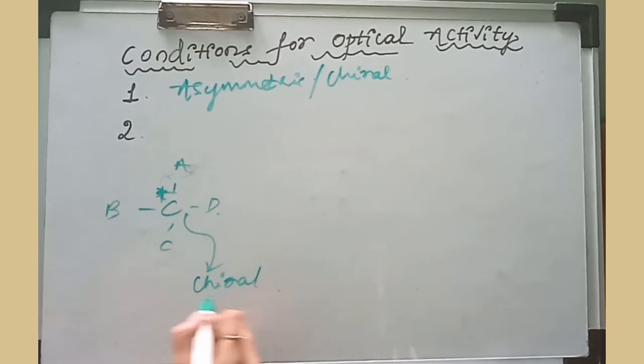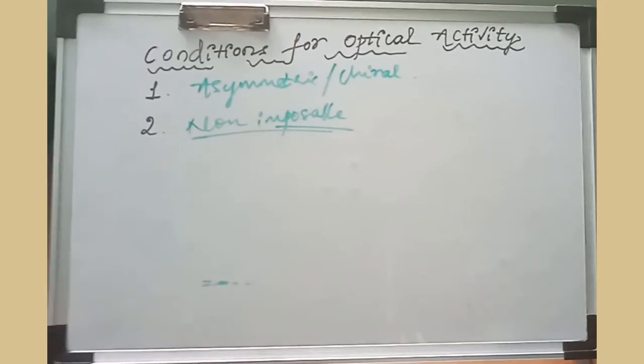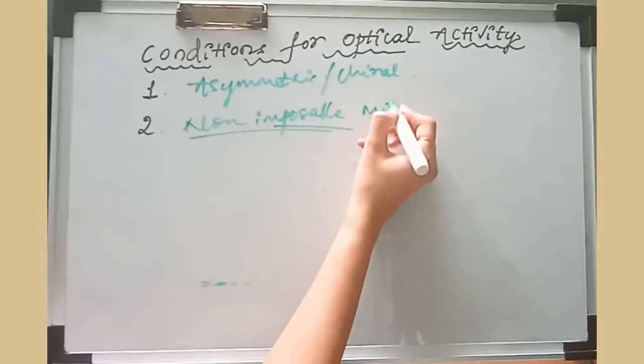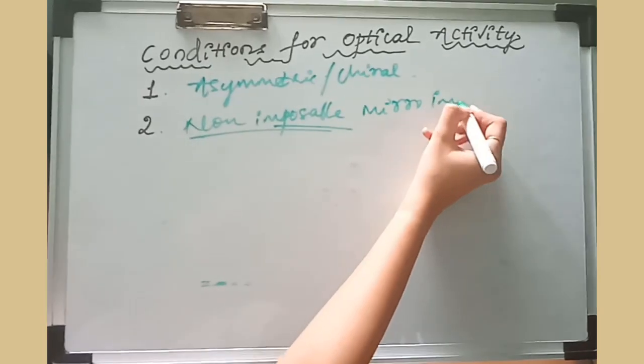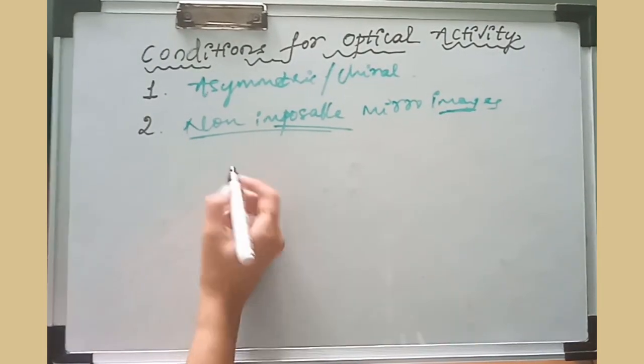Okay, the other way you can say a molecule is chiral is that the molecule must have a non-superimposable mirror image nature. So what is that? Non-superimposable mirror images.